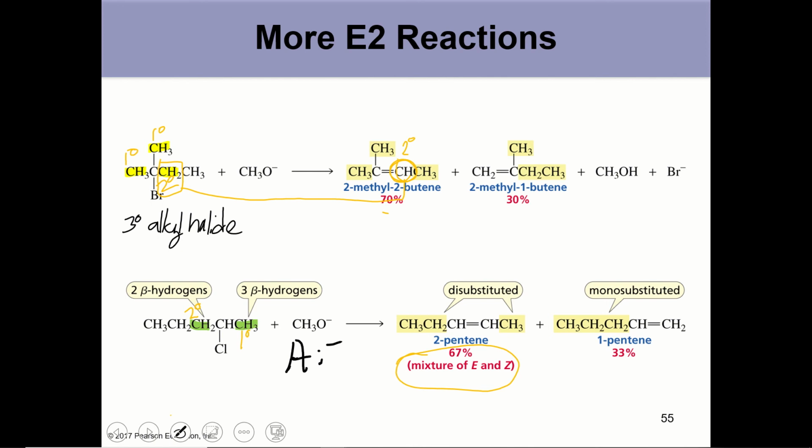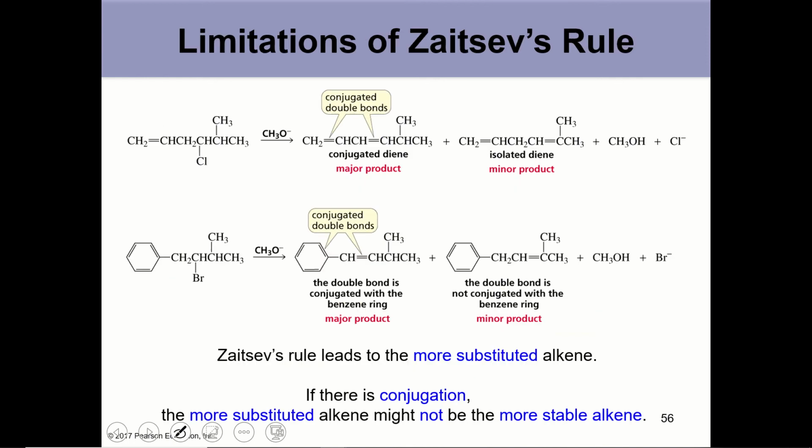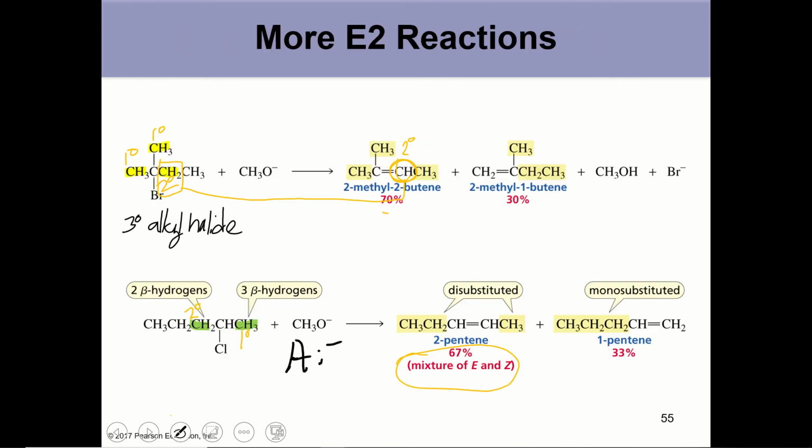So very often when you're asked for the product of an E2 reaction, in a multiple choice question, they very often ask either what is the major product or what is the minor product. And occasionally they ask you to draw all possible products.